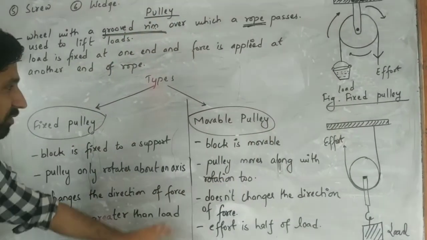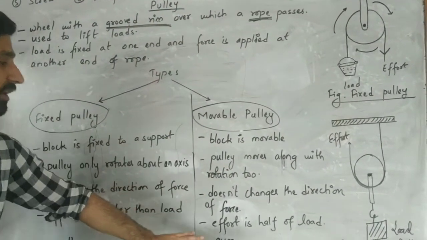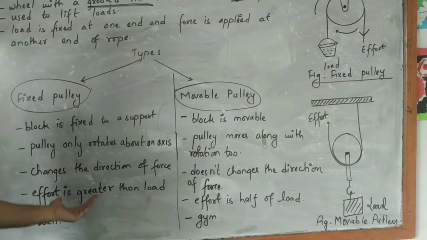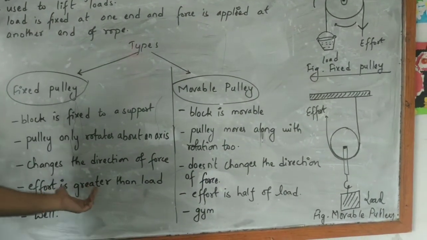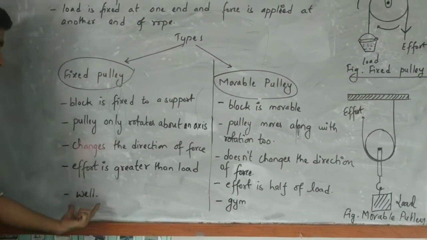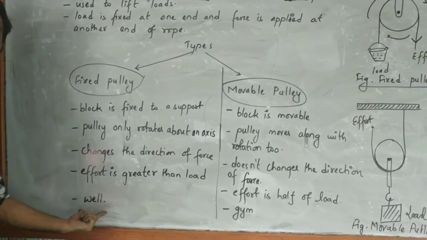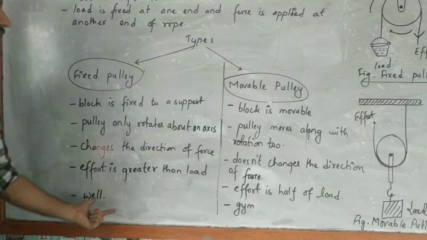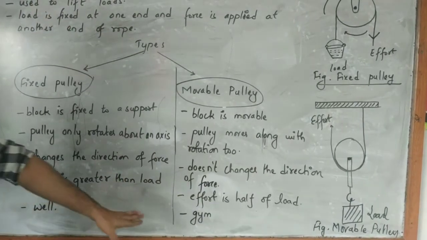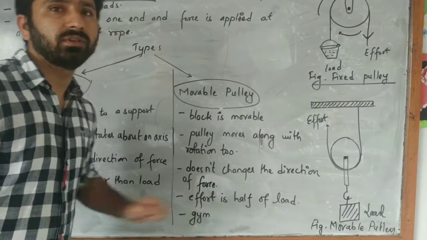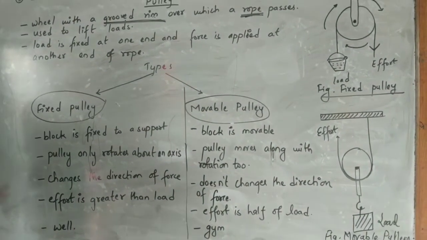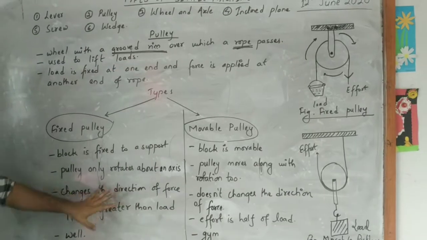Second, look here, in case of a movable pulley, effort is half of the load. That means with very less effort we can lift heavy loads. Now, an example where the fixed pulley is used is the pulley used to carry water, and where the movable pulley is used is the pulleys used in the materials in a gym. Okay, now this is all about pulley.